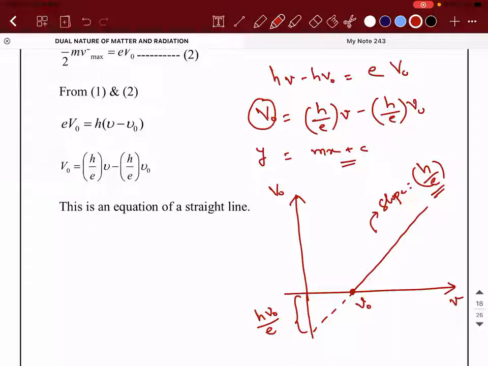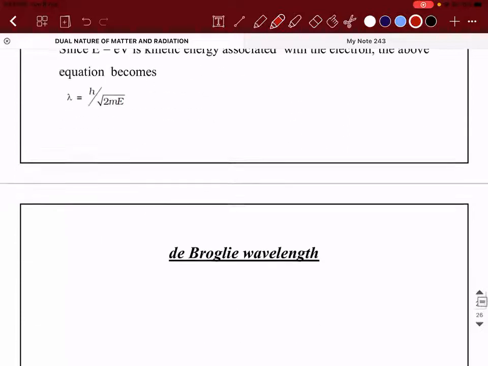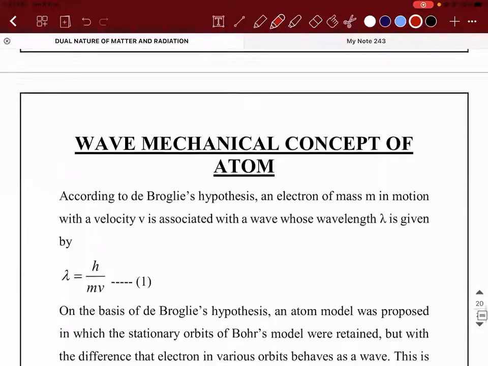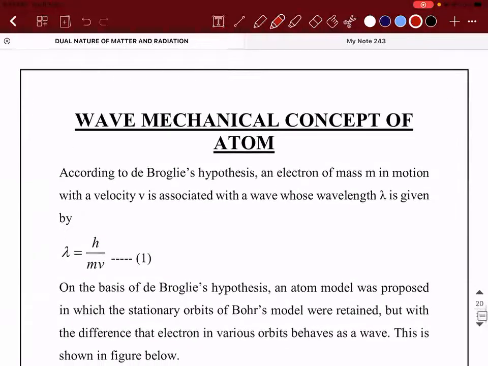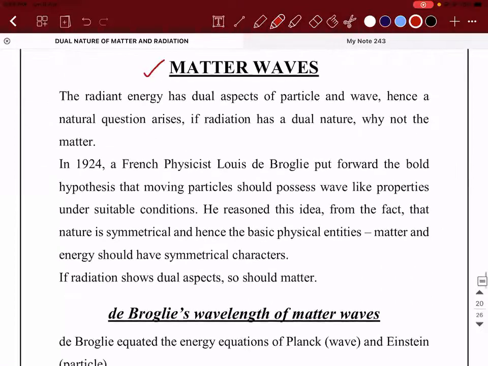So the next concept that we need to discuss is matter waves. This is the last part of the chapter, and with this, we are done. Matter waves and wave mechanical concept of atom. So the radiant energy has dual aspects. Radiant energy means light. Dual aspects of particle and wave. Hence, a natural question arises, whether the symmetrical pattern is applicable or not. If radiation has dual nature, why not matter? The reverse question was asked.